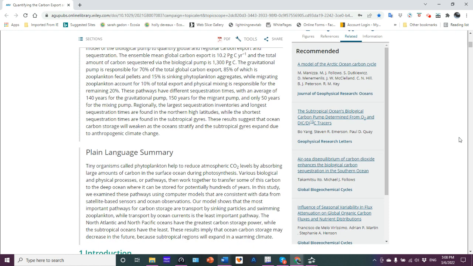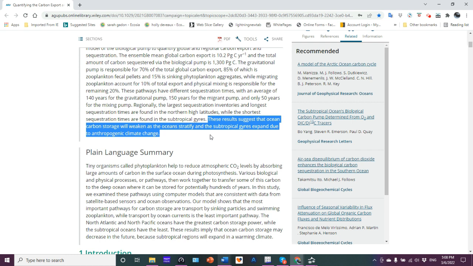Regionally, the largest sequestration inventories and longest sequestration times are found in the northern high latitudes, while the shortest sequestration times are found in the subtropical gyres. These results suggest that ocean carbon storage, this is really important, this is why I wanted to share this with you, will weaken as the oceans stratify and the subtropical gyres expand. As they get larger, they cover more latitudinal regions due to anthropogenic climate change.